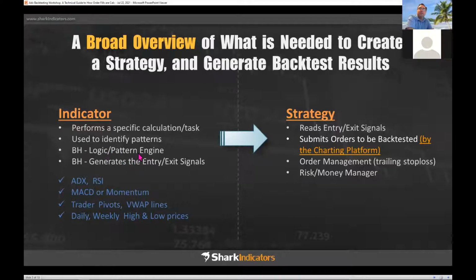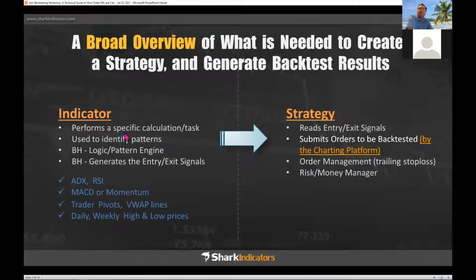That logic engine's purpose is to create entry and/or exit signals, right? So once you have your indicators and your logic put together for the entry and exit signals, well, then that gets incorporated into the strategy. And so the strategy is reading those entry and exit signals. And so here's the key point of why we need a strategy.